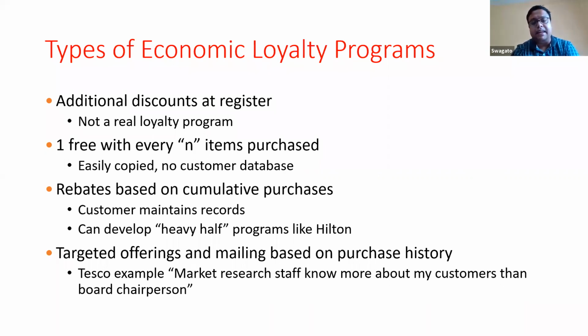Targeted offerings and mailings based on purchase history can be done if you are following these economic loyalty programs. Like Tesco's example: market research staff know more about my customers than the board chairperson. There is a problem that happens when you offer this kind of thing, because you generally do not have the mailing list or the purchase history with you. Even if you have it, you do not crunch it yourself, you give it to somebody else to crunch. That somebody else will have lots of information, and that information can go out. So that is a threat.